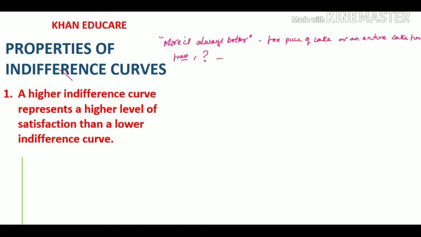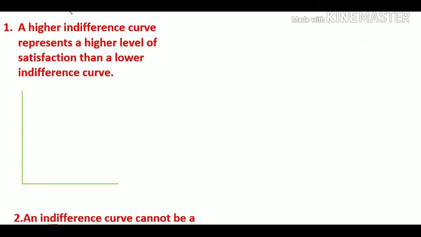Every consumer attempts to move to a higher indifference curve provided his income and prices of goods permit him. In this diagram, we shall draw an indifference curve IC1 and IC2. The x-axis and y-axis represent X goods and Y goods. Here are point S and point R.